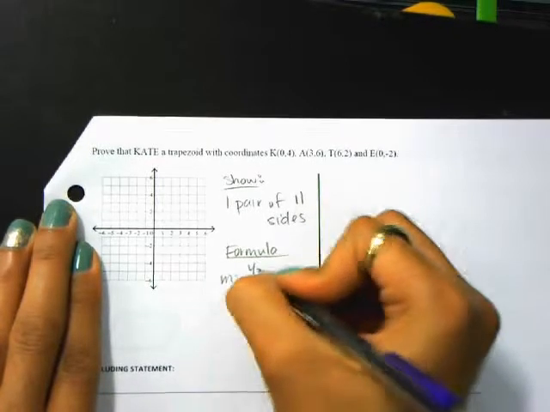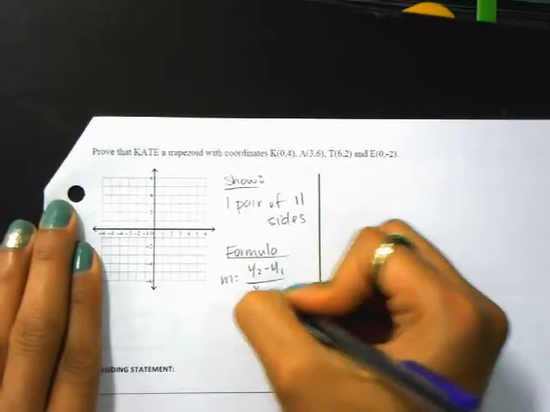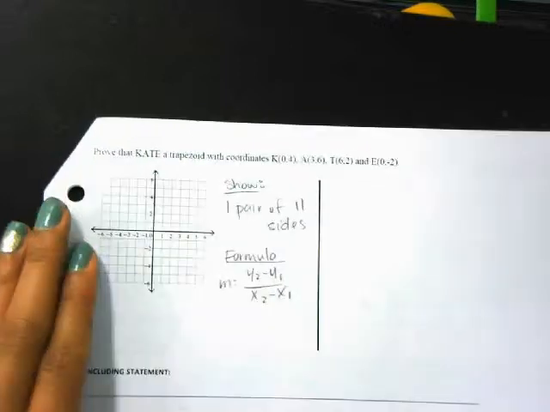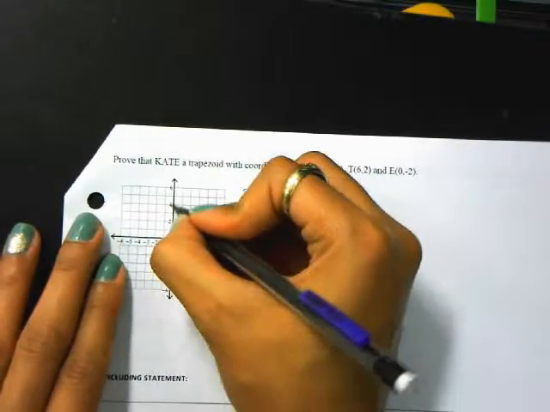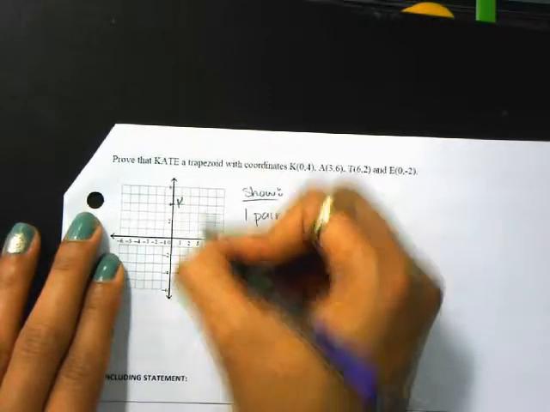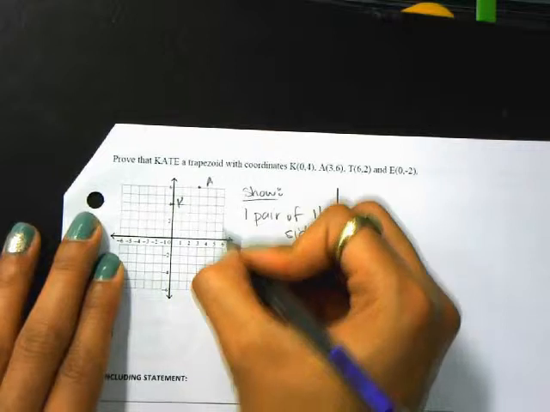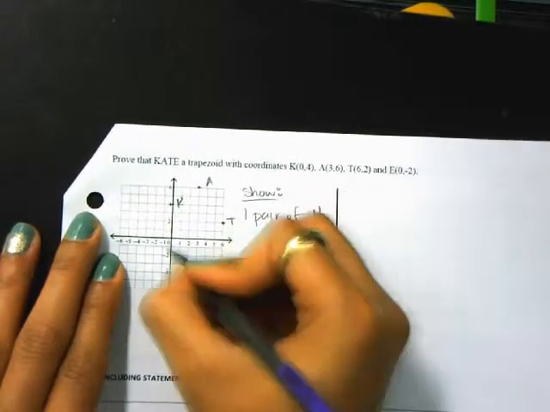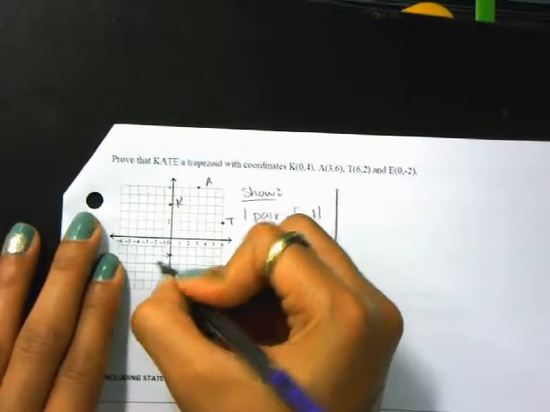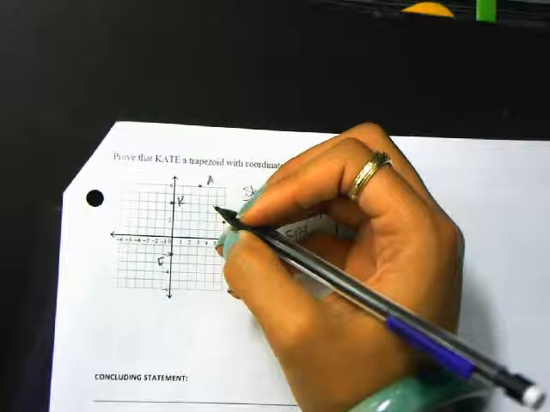Now you're going to notice that side KE just stays on the y-axis. It doesn't pass the vertical line test, so the slope you should get for KE is going to be undefined. So expect that to happen when you're doing the slope for that one. So KA, AT, ET, and KE. I'm going to do the slope for those four.